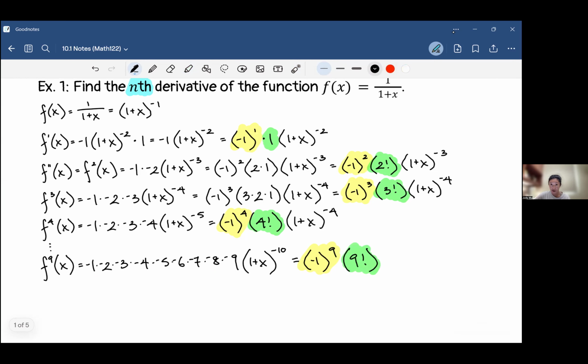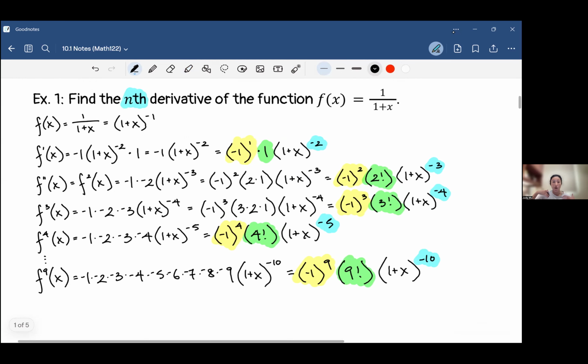All right. Now, they also all have 1 plus x. Oh gosh, this one is supposed to be to the 5th. So they all have 1 plus x to some power. We've got 1 plus x to the -2 for the first derivative, -3 for the second derivative, -4 for the third derivative, -5 for the fourth derivative, and this one should be -10 for the ninth derivative. All right, so we've done a lot of derivatives. I think we found the pattern.